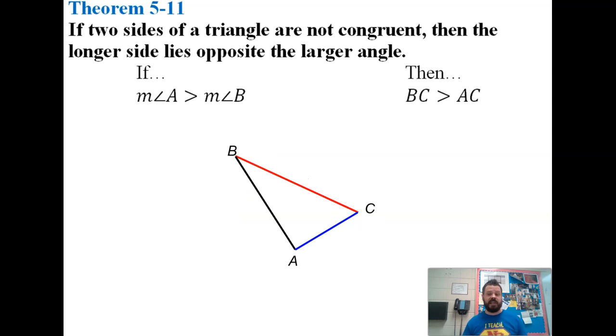Okay, the next theorem just says basically the opposite, relating angles to sides rather than sides to angles. It says that if two angles of a triangle are not congruent, then the longer side lies opposite the larger angle. Okay, so once again, if I have two angles of a triangle, one's greater than the other, so here we're saying that angle A is greater than angle B, then the length of BC, the side across from A, will be larger than the length of AC, the side across from B. So again, in a triangle, bigger angles are across from bigger sides, smaller angles are across from the smaller sides.